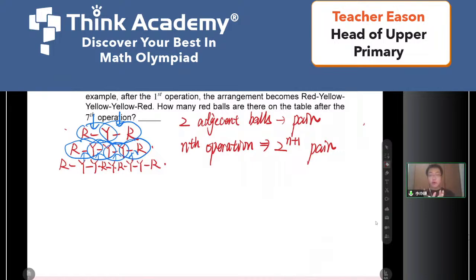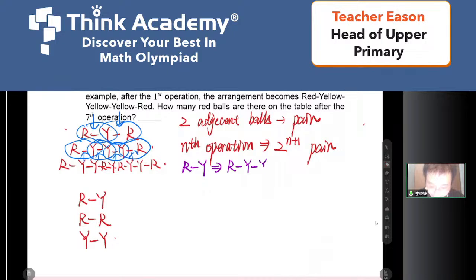Then for 1 pair of balls, how many different color combinations should there be? It can be 1 red and 1 yellow, 1 red and 1 red, or 1 yellow and 1 yellow, right? After each operation, if the original pair is red, yellow, we just insert 1 yellow inside, becoming red, yellow, yellow. For yellow, yellow, it should be made into red, yellow, red, yellow. And for red, red, it will become red, red, red.